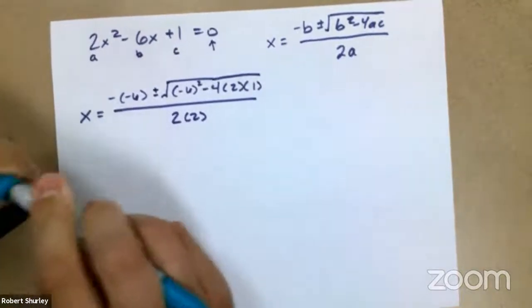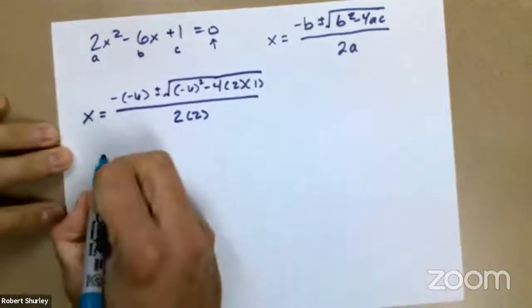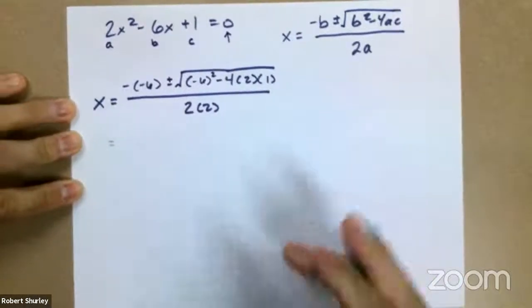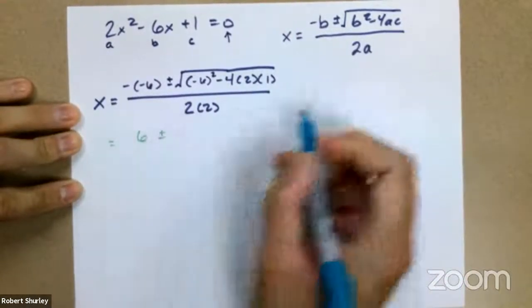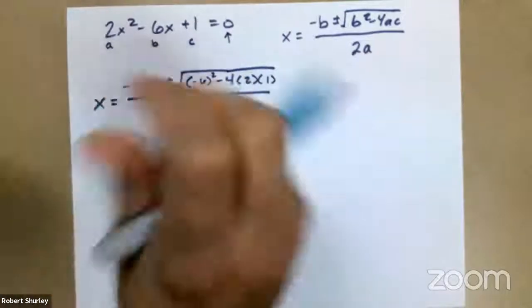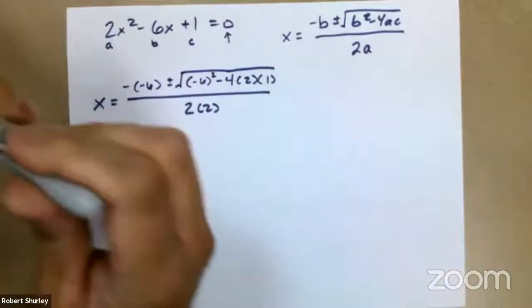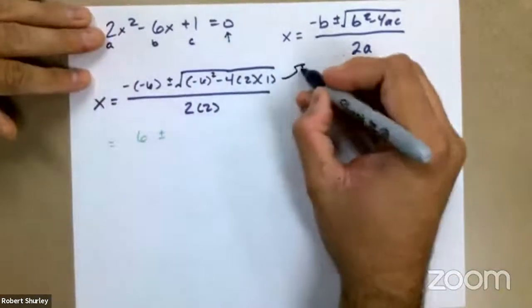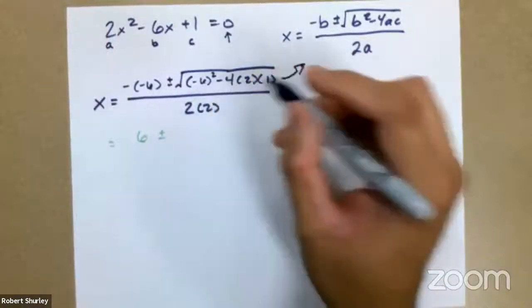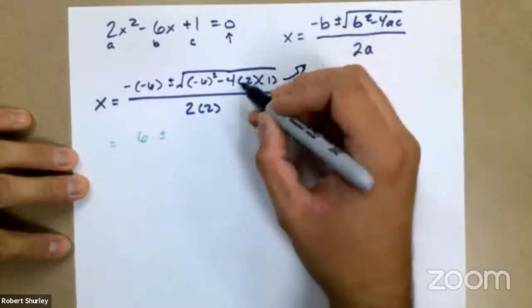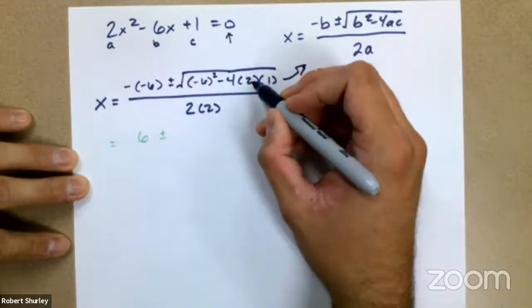This marker works. It's showing up kind of... we'll see. 6 plus or minus. Now look, it's not showing up at all. Dang it. 6 plus or minus. I like doing what's under the radical first, really. Negative 6 squared, that's 36. Minus 4 times 2 times 1.